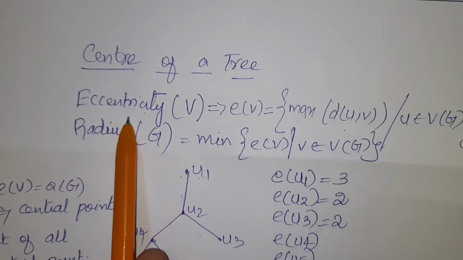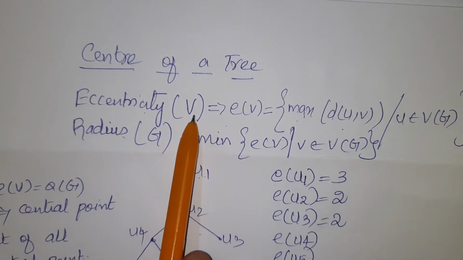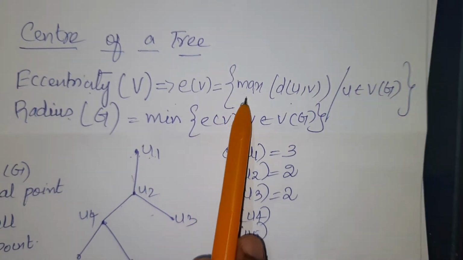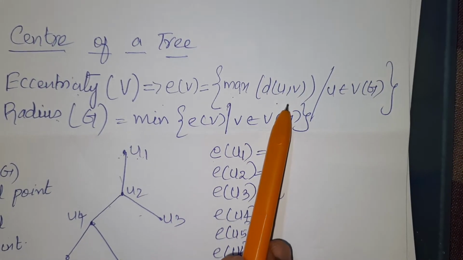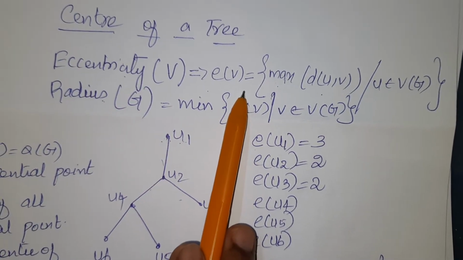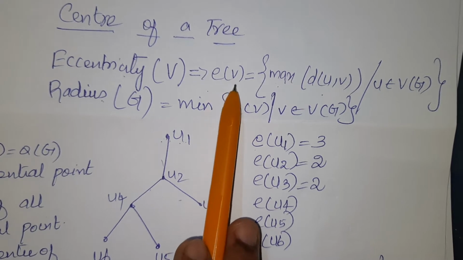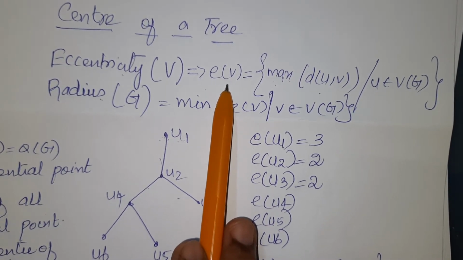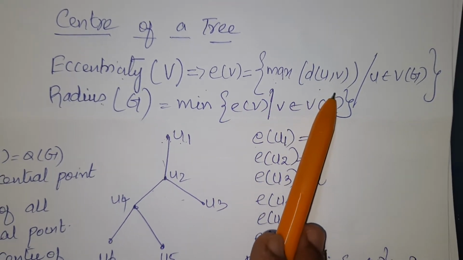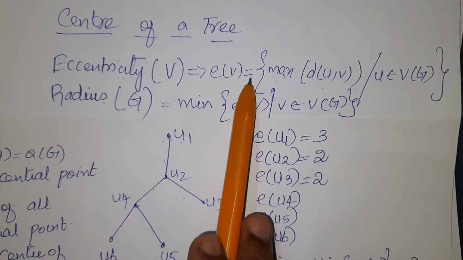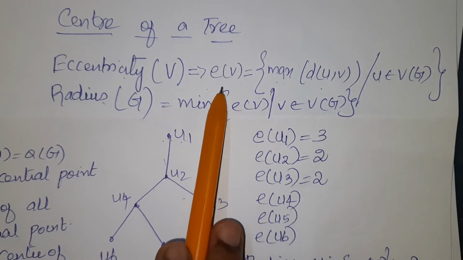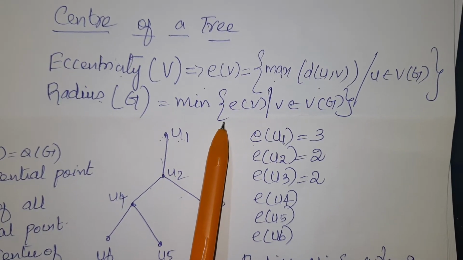Eccentricity is defined with respect to a particular vertex, given by the maximum distance between 2 points. Eccentricity is denoted by E of V, where V belongs to the vertex set, such that it is a value where we pick up the maximum distance between the 2 points. And the radius, after finding the eccentricity of every vertex, is nothing but the minimum of the eccentricity, minimum of E of V.